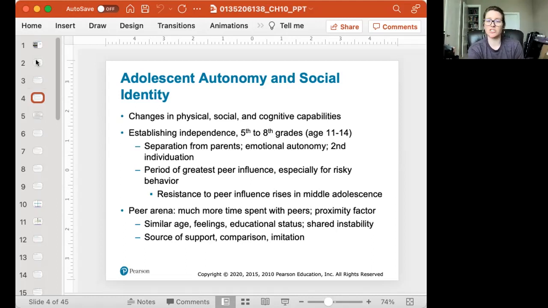Do I want their religion? Do I want their political views? Do I want to dress how they dress or listen to music that they listen to? These kinds of things. And it is a period of their greatest peer influence, and it's especially so for risky behaviors.